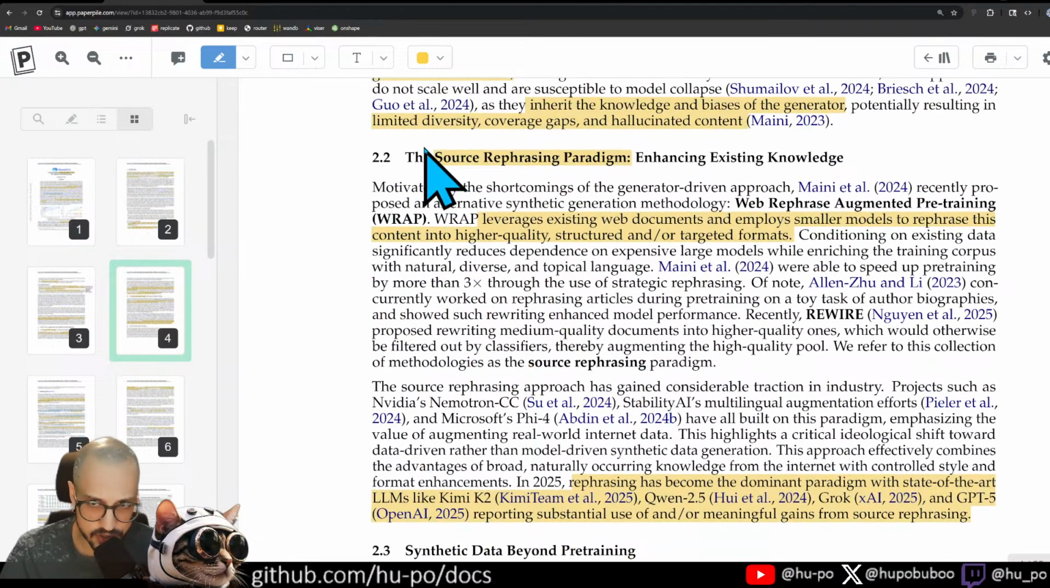And that's where the source rephrasing paradigm comes in. In source rephrasing, here's a variant of it they call web rephrase augmented pre-training. It's just another way of saying this, where you're augmenting your pre-training, right? That idea of data augmentation by rephrasing the text. So this leverages existing web documents and employs smaller models to rephrase this content into higher quality, structured, and/or targeted formats. So this is cheaper, right?